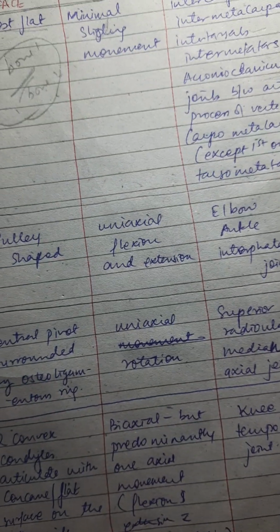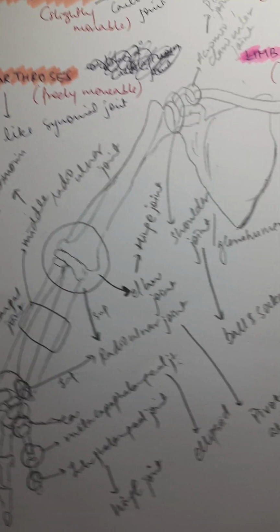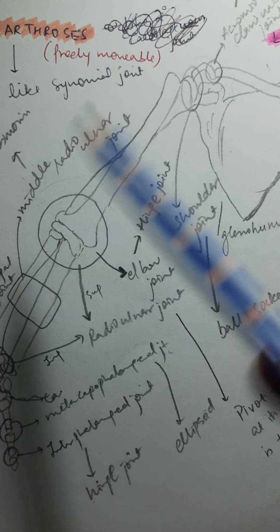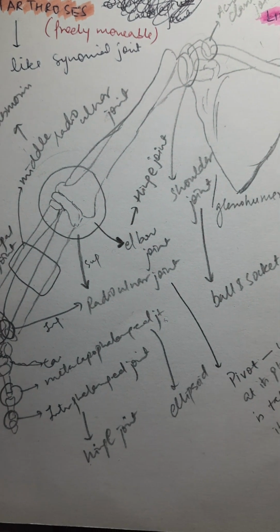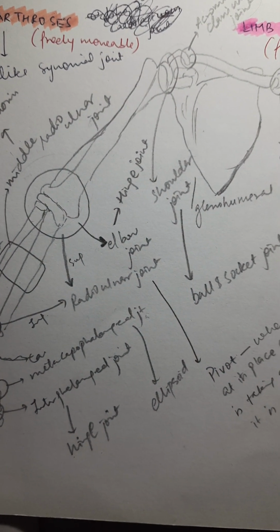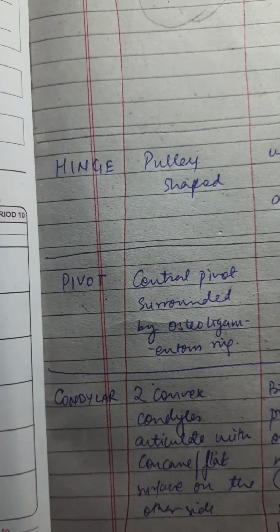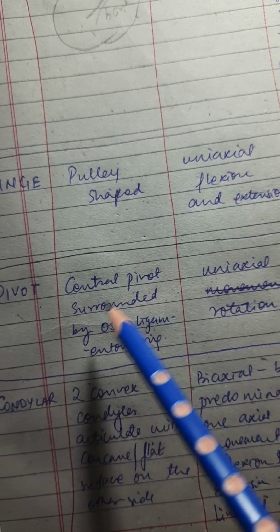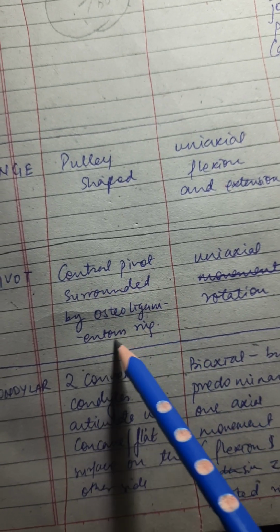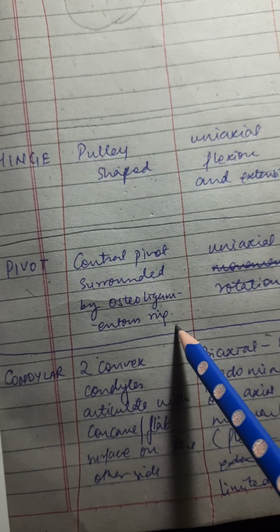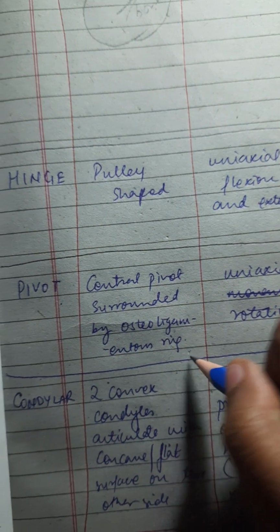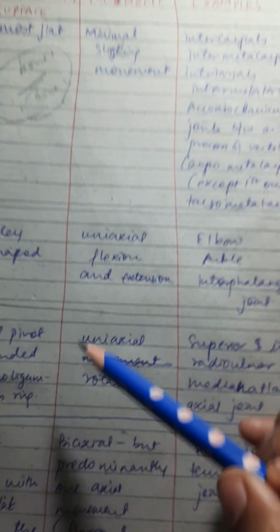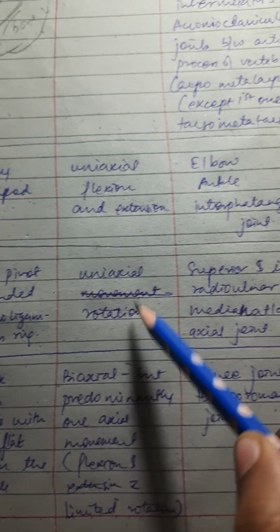Next one is pivot. Elbow joint, if you want to see. So this is the elbow joint, as you can see over here. It can do flexion and extension in one uniaxial, right? Next we have pivot variety of synovial joint. So in this central pivot surrounded by osteoligamentous ring or ligamentous ring, whatever you want. The movements are uniaxial rotation.